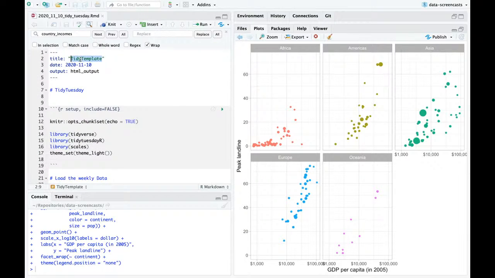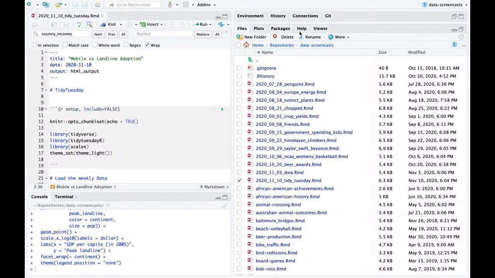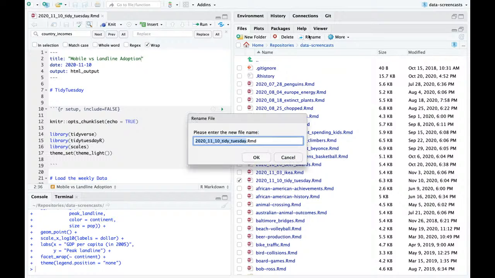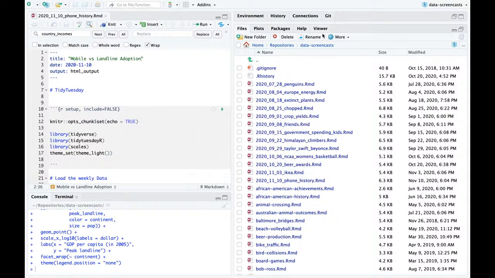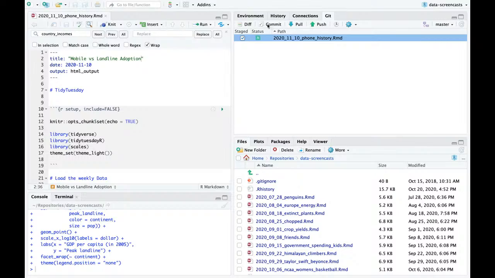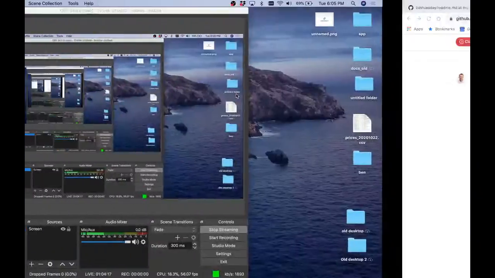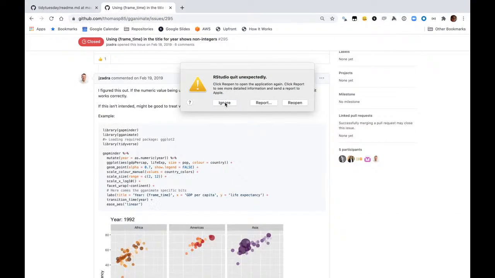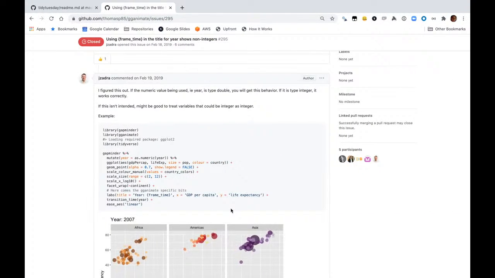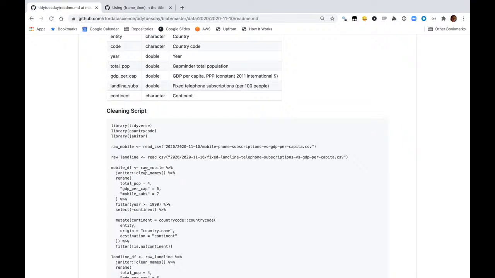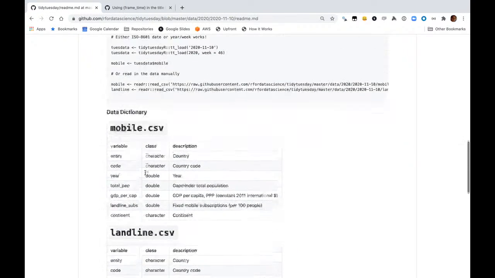I'm going to label this mobile versus landline adoption. If you're interested, you can read it yourself on GitHub. I'll call it phone adoption, phone history, and then I'll commit it. It just quit. I won't commit it now. That's charming. I'll commit it after we're done with this analysis.